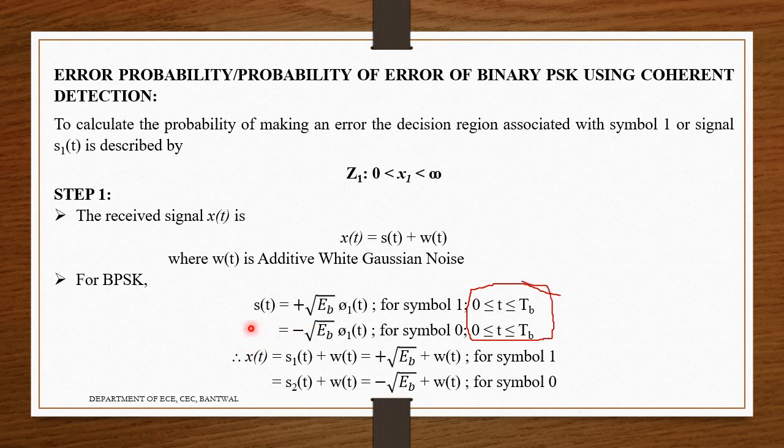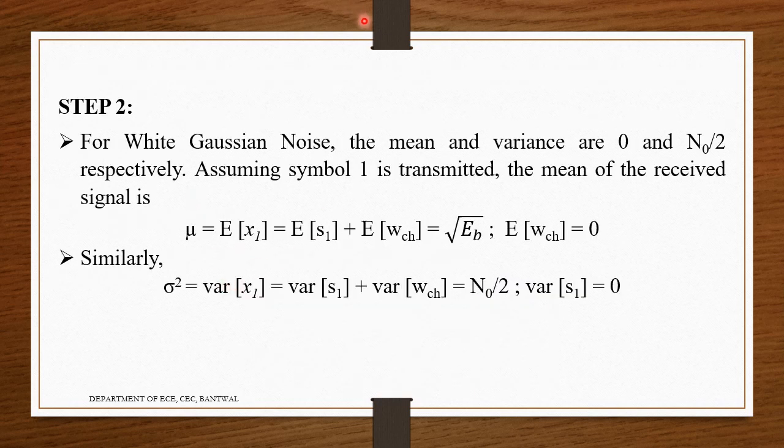We can also write x of t is equal to S1 of t plus W of t. That is, for symbol 1, x of t is square root of EB plus W of t, and for symbol 0, x of t is minus square root of EB plus W of t. This is how we represent BPSK, both S of t and x of t, when a symbol 1 or a symbol 0 is transmitted. This is step 1. Now considering step 2.